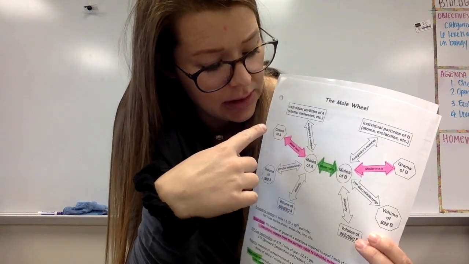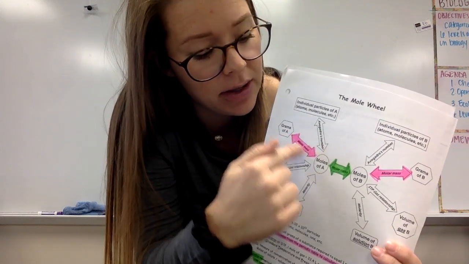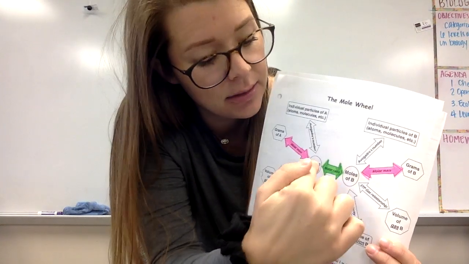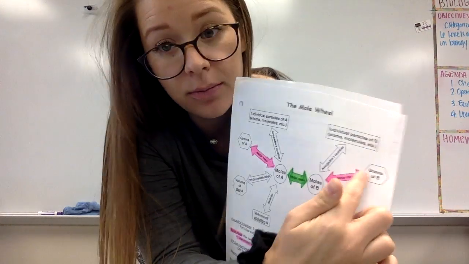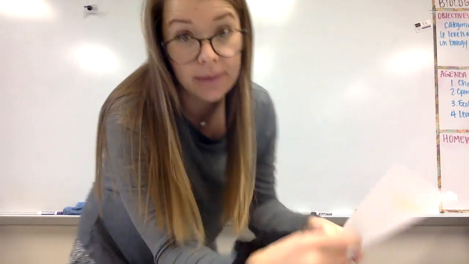So we're going to go from grams of A to grams of B, and we're going to start by using the molar mass of A, mole ratio, molar mass of B. So you should have a worksheet that says mass to mass problems. So we're going to start with the first one.